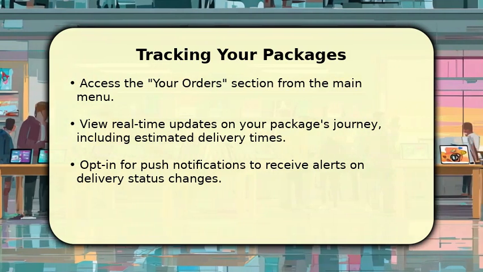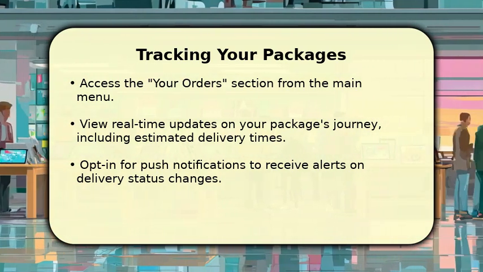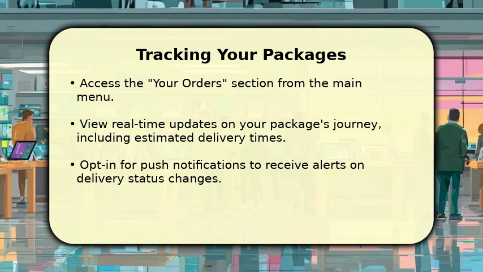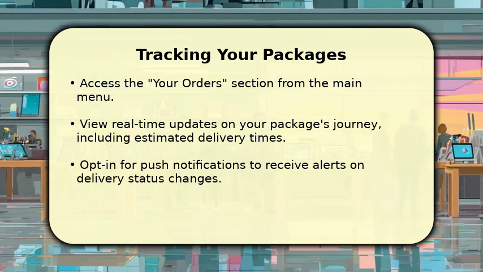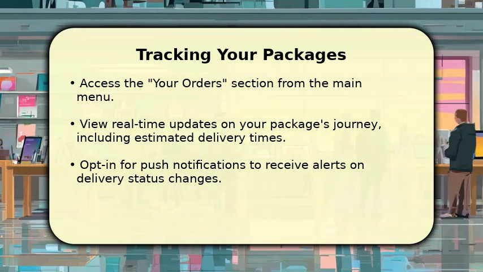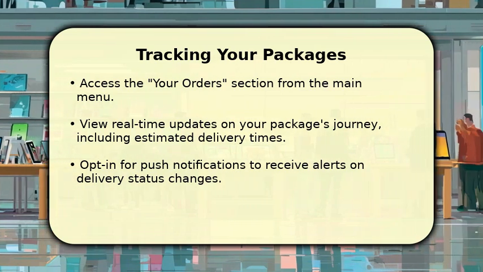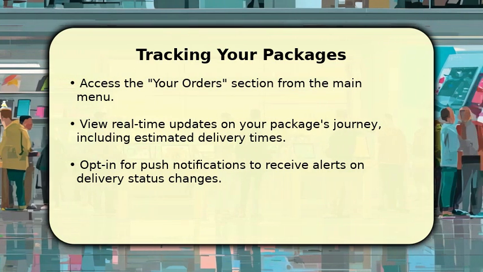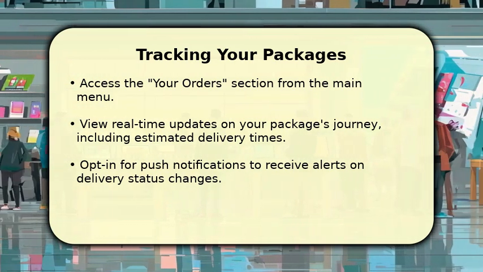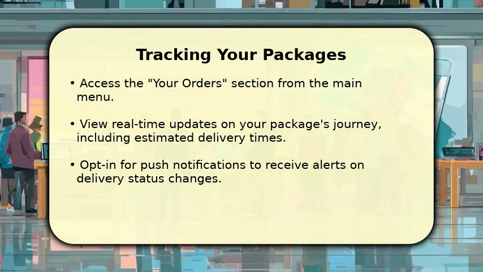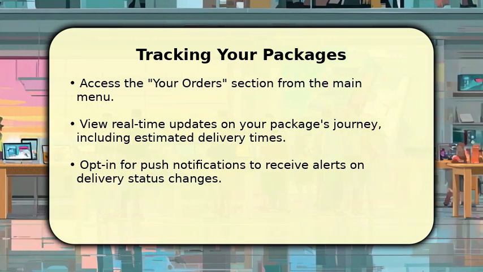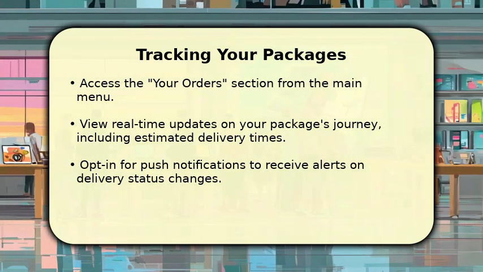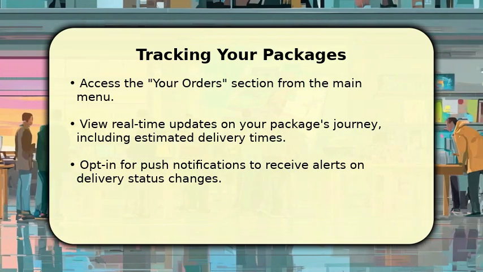Keeping tabs on your packages is simple and convenient. Navigate to Your Orders section, usually found in the main menu. Here, you'll see a comprehensive list of all your recent purchases. Select any order to view real-time updates on its journey, including the current location and estimated delivery time, often down to a 2-hour window. For added convenience, you can opt in for push notifications to receive instant alerts on any delivery status changes directly to your phone.